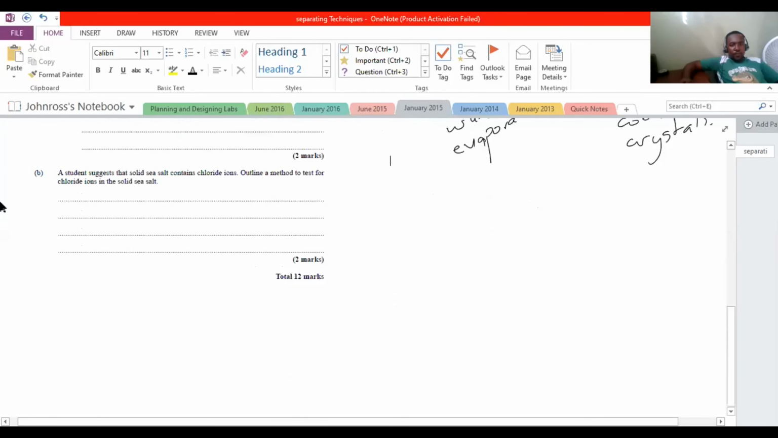And then finally, a student suggests that solid sea salt contains chlorine ions. Outline a method to test for chlorine ions in the solid sea salt.